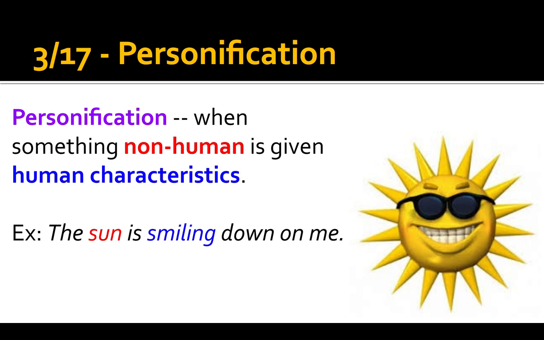Okay, here we go. So today we're learning about personification, which is one type of figurative language that you can use in poetry to really give your ideas intensity. So personification is when something non-human is given human characteristics. So our example is the sun, the non-human thing, is smiling down on me. Smiling is something humans do.